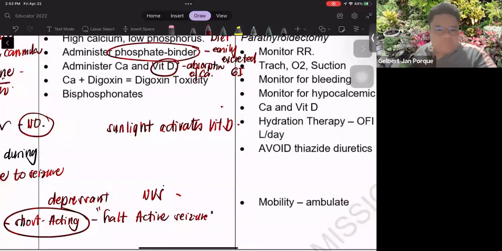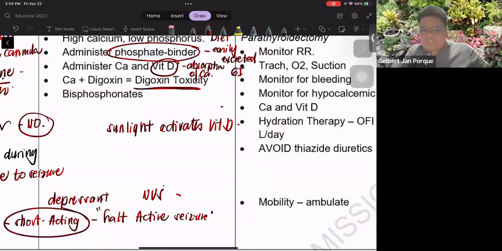Now, class, if your patient will be taking calcium plus digoxin, if your patient, for example, has congestive heart failure and is taking digoxin, once taken with calcium, you watch out for digoxin toxicity. There will be a higher risk of digoxin toxicity. Take note of that.